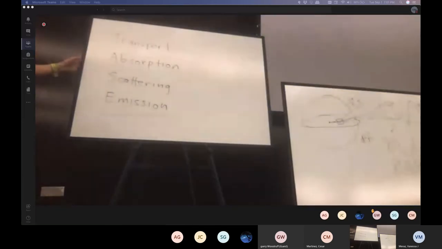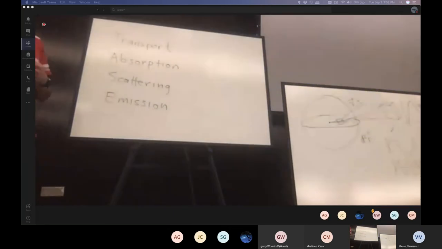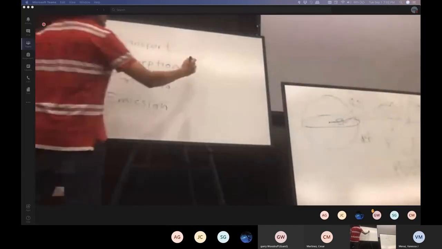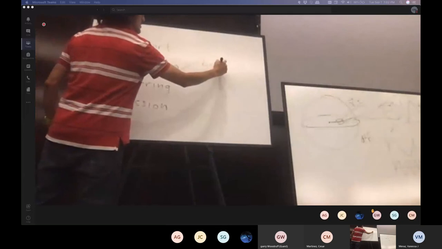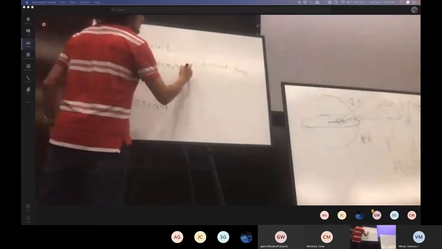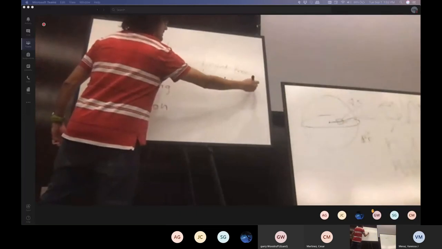So we talked about absorption. What is absorption? How can we describe it? A combination of what? So there are three kinds of absorption: bound-free, bound-bound, and free-free.